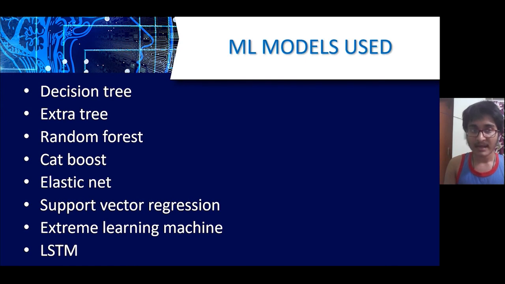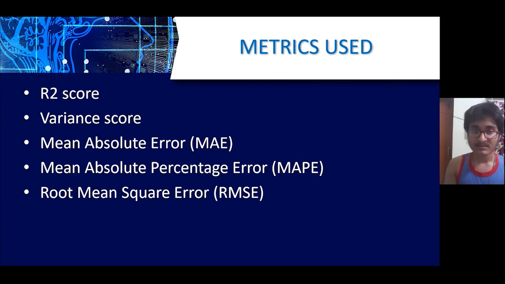algorithms. The machine learning algorithms are decision tree, extra tree, random forest, CatBoost, elastic net, and support vector regression, while the deep learning algorithms are extreme learning machine and LSTM. In the metrics section, we have used R-square and variance score for finding the performance score, while we have used mean absolute error, mean absolute percentage error, and root mean square error for finding the error.